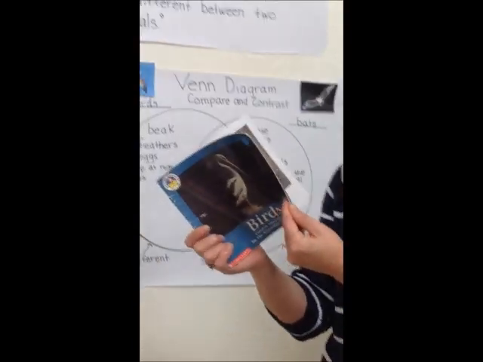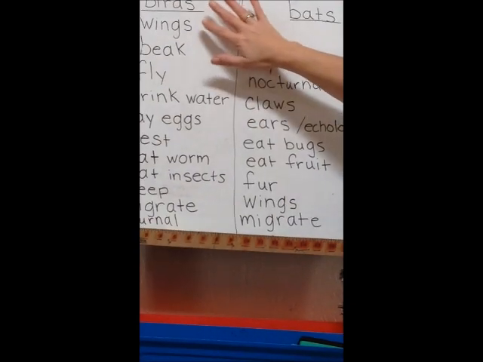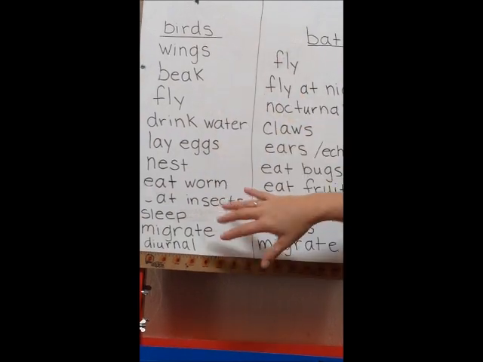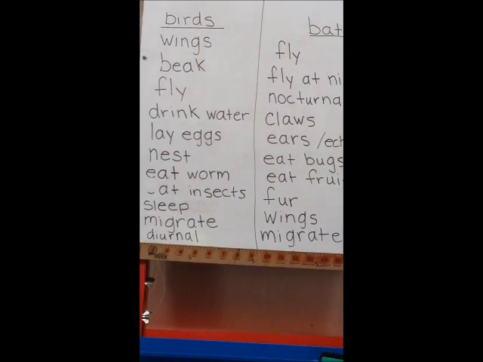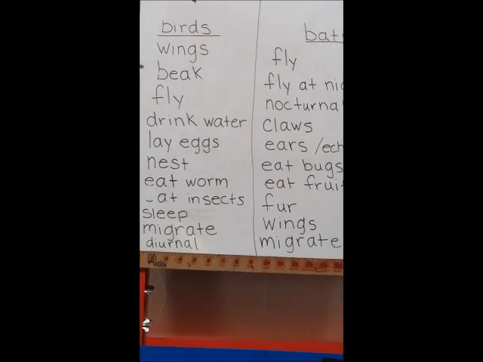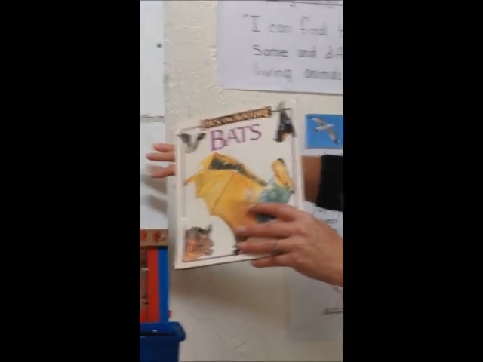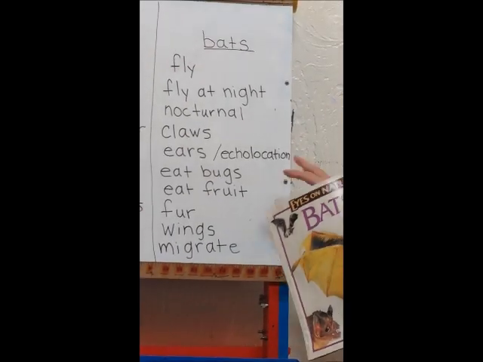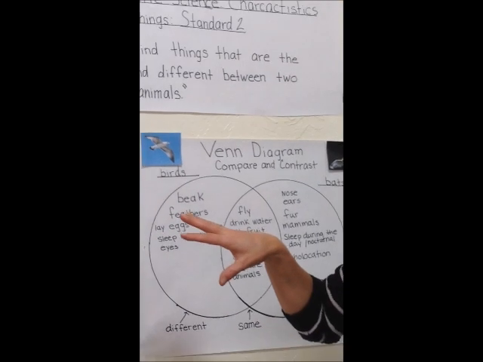And after we've read the book about birds, we will generate a list of bird facts over here and ask questions, see if they can start making a list of wings, beak, what are the facts, what is their habitat like, what do they eat, what do they look like. And then we'll read a book on bats and generate facts about bats and their habitat and their eating habits and their physical features.